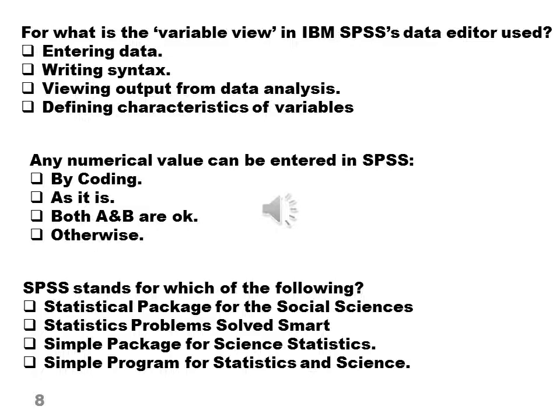Any numerical value can be entered in SPSS by coding as it is. Both A and B, or otherwise. Numerical variables are not coded; you must code the non-numerical variables. Coding is related only to non-numerical variables, but numerical variables must be entered as they are in your computer program, so you must choose number 2 or letter B, as it is.